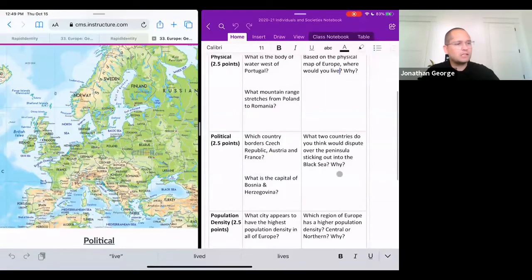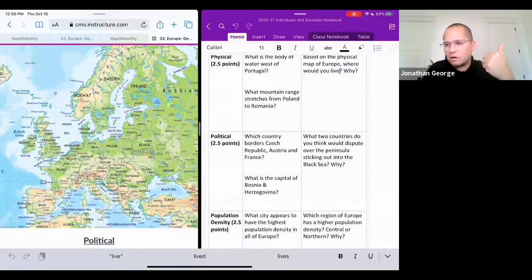All right, here we go. Here's a good question. What two countries do you think would dispute over the peninsula sticking out into the Black Sea? What's a peninsula? Go put it in the chat. What's a peninsula? What is it? Close, right? Yeah, it's water on three sides.